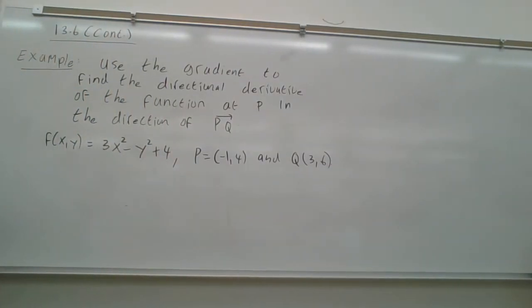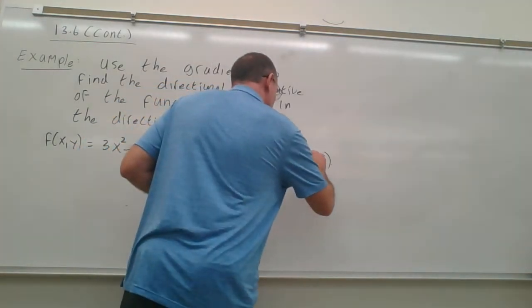Okay, so this is 13.6 continued. So let's look at an example. It says use the gradient to find the directional derivative of the function at point P in the direction of PQ vector. So here's our function. It's 3x squared minus y squared plus 4. Our point P is -1, 4, and our Q is 3, 6.